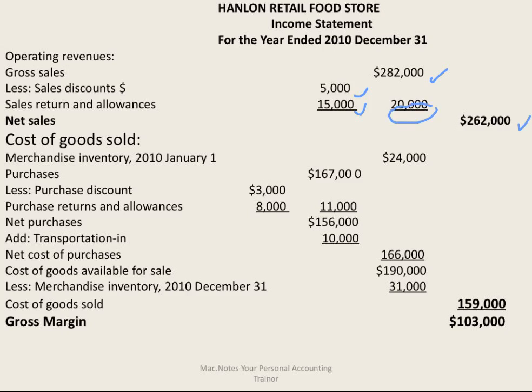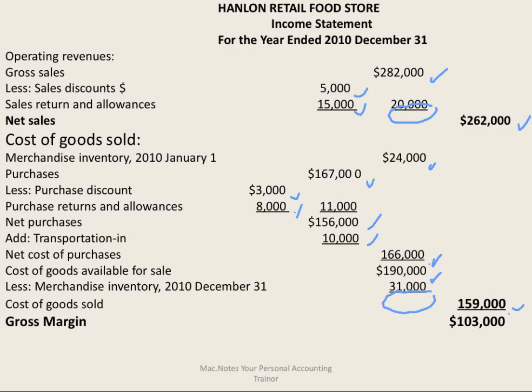The next section, as we talked, is the cost of goods sold. Beginning inventory, add purchases, less purchase discounts and purchase returns, gives net purchases. Add transportation in, and that gives me the net cost of purchases. So I began with $24,000. The net cost of purchases is $166,000. So the goods available to be sold to my customers is $190,000. I do a year-end counting of all my inventory, $31,000, and come up with the cost of goods sold.